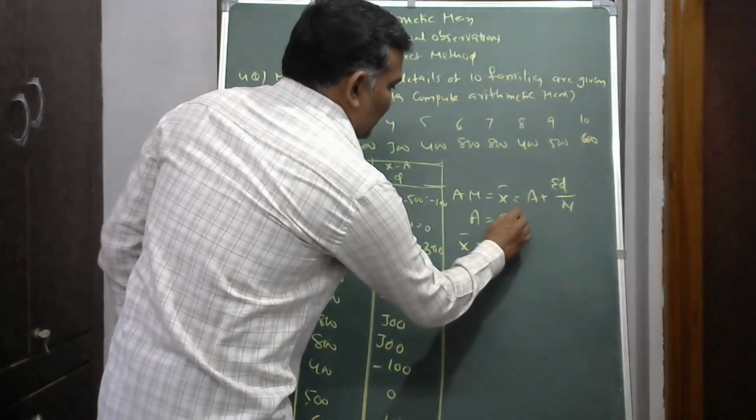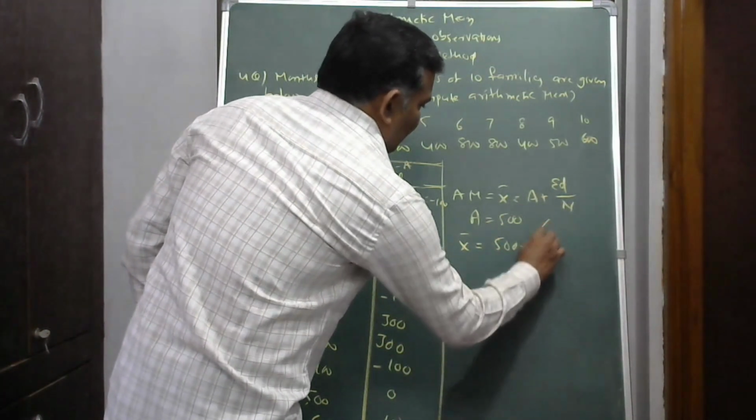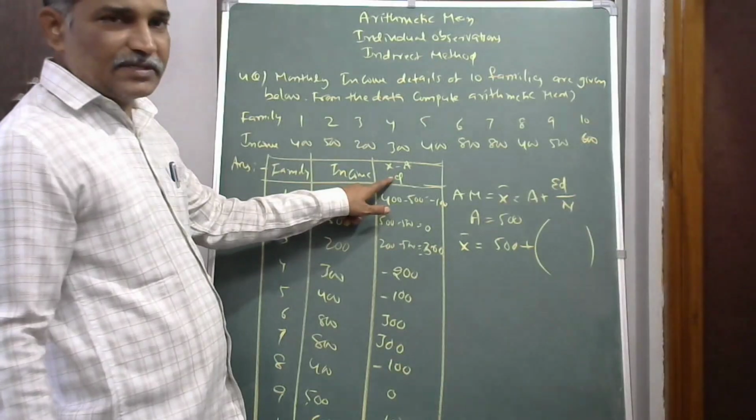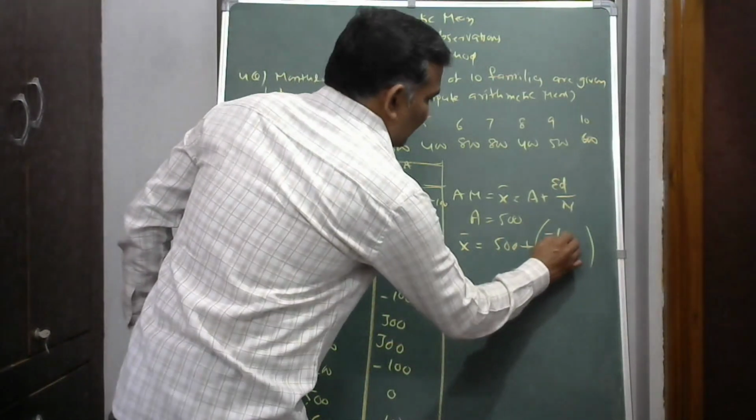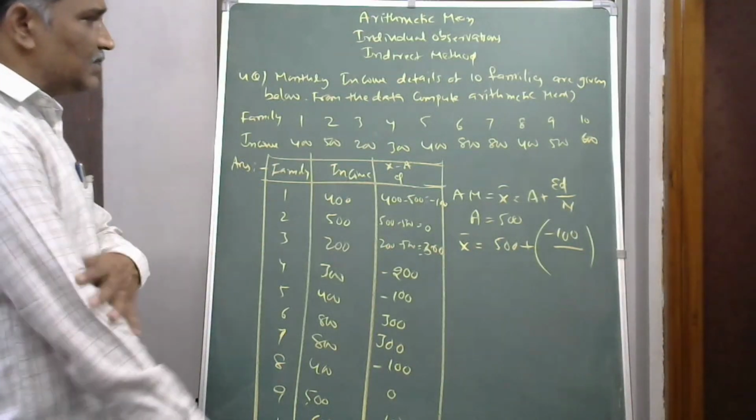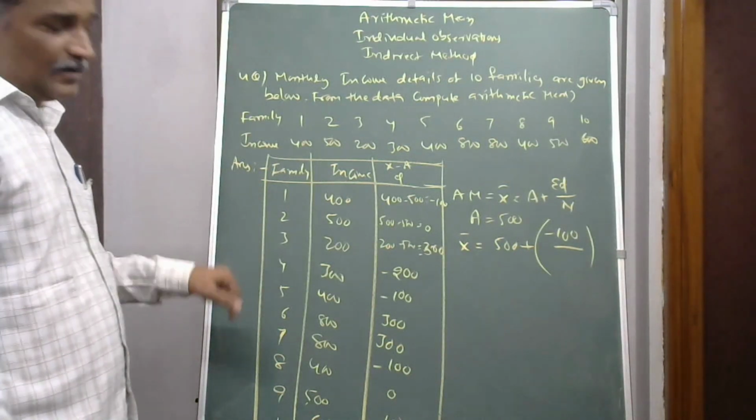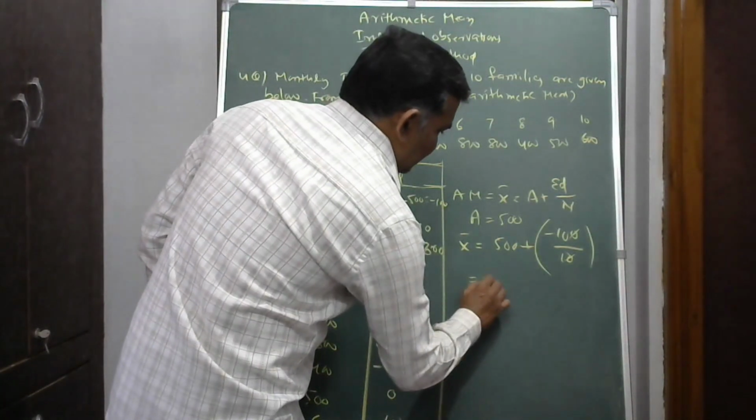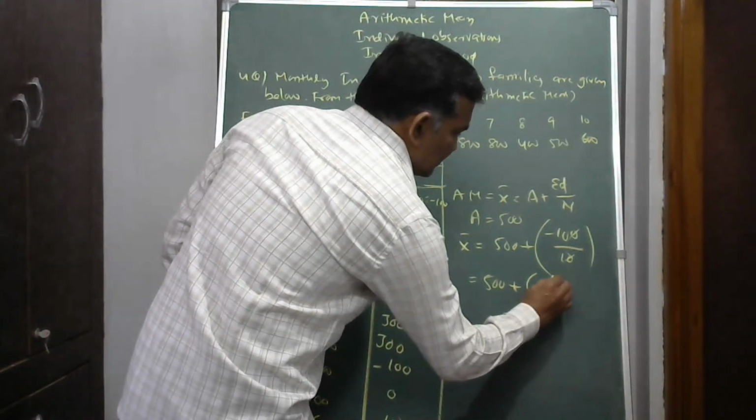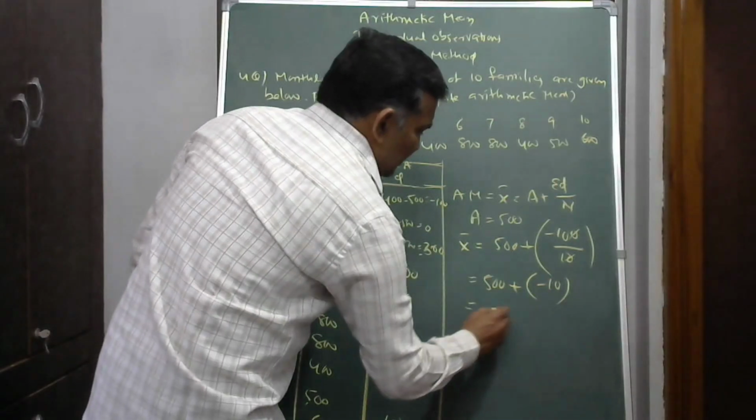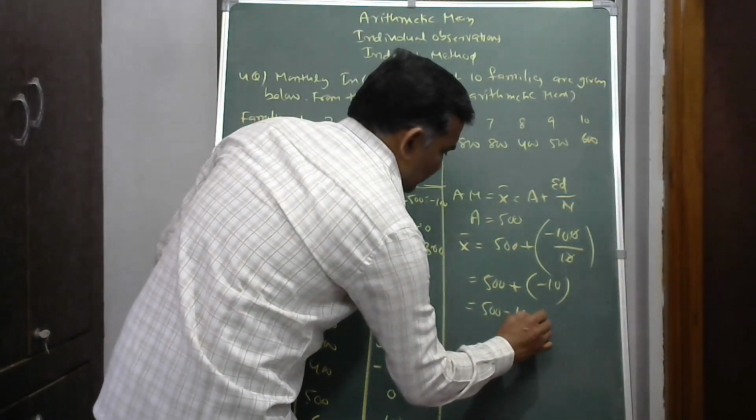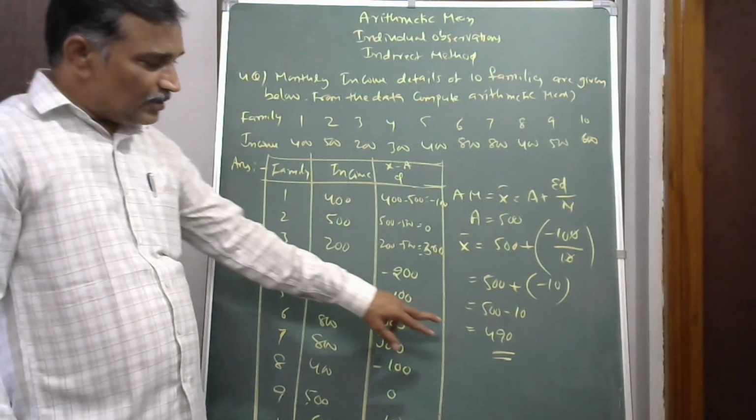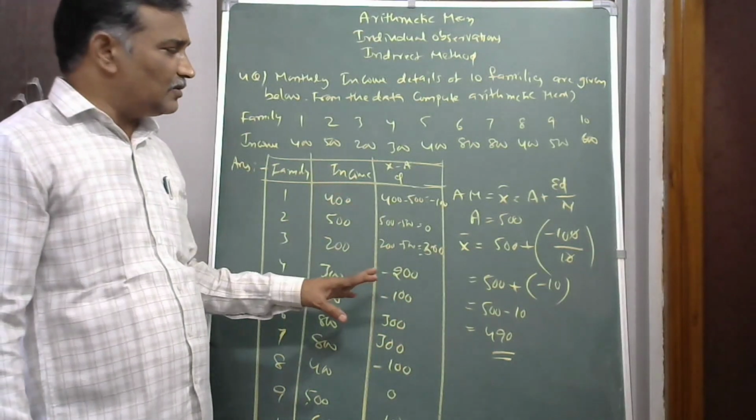Arithmetic mean is equal to the assumed mean, 500, plus sigma d by n. Sigma d means the sum of the deviations, it is minus 100. N means the number of values given, it is 10 here. So it is 500 minus 10, plus into minus, 500 minus 10 is equal to 490. So 490 is the arithmetic mean we found from this calculation.